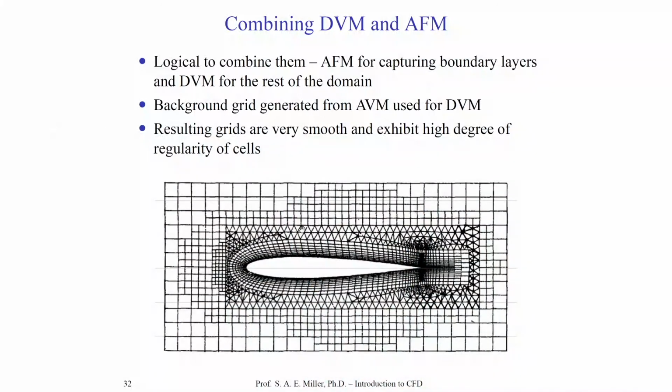Now, I mentioned that we can try and take advantage of both approaches. These are the so-called combined mesh generation techniques. This is the combined DVM and advancing front method, AFM. So what we might do is create a background grid, which is generated from the advancing front method, and then use the DVM method for the predominant part of the domain outside the advancing fronts. Let's look at one example of the AFM DVM approach.